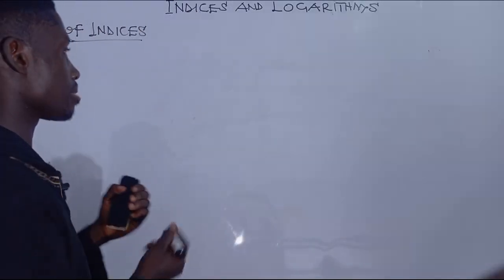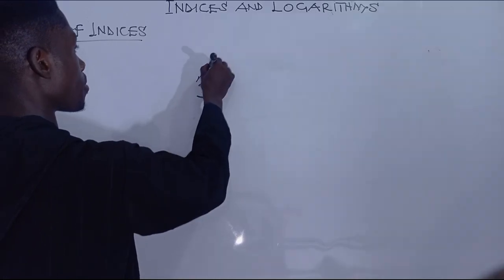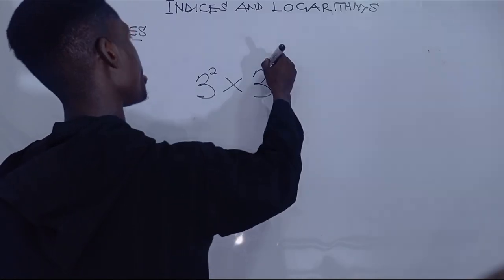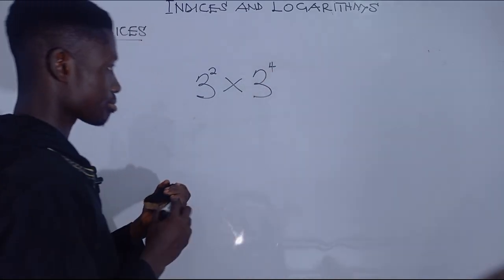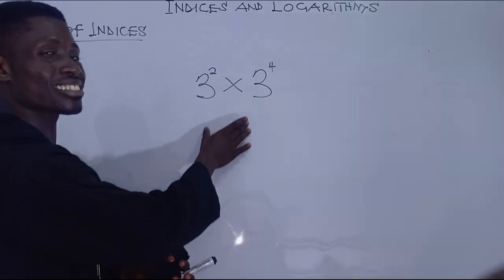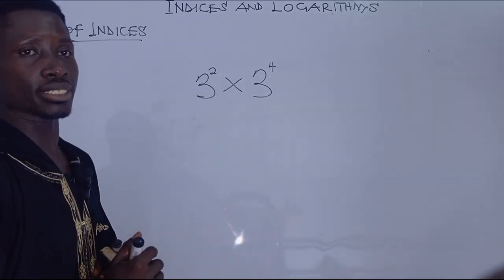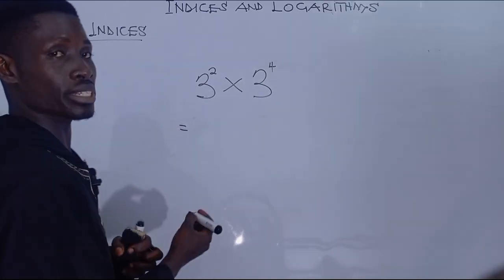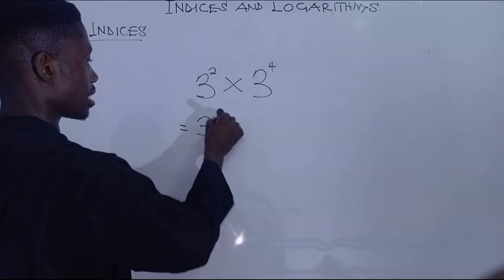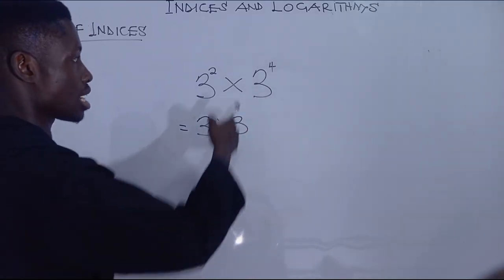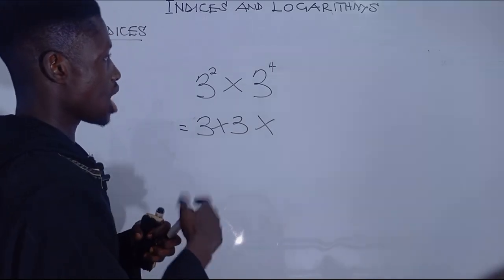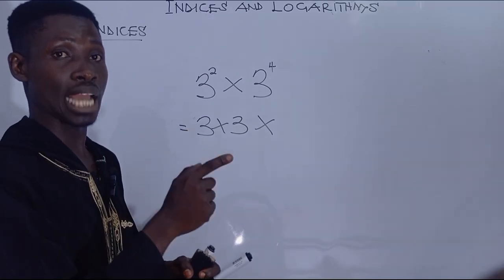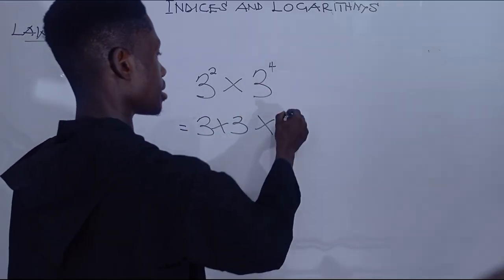Now let's consider the number, let's say 3 raised to the power 2 multiplying 3 raised to the power 4. Now we want to write these numbers as a single notation. Now we know that this can be written as 3 times 3, and we have our multiplication sign, and then 3 times 3 times 3 times 3. And we know that this means that the number 3 is multiplying itself 4 times. So we can write this as what?